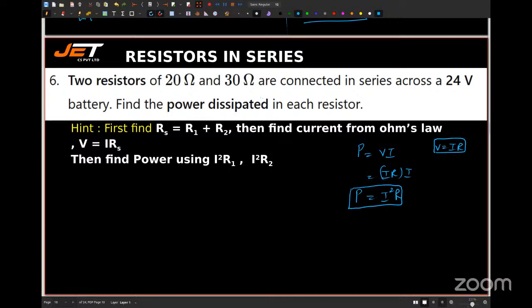So we need to find out power dissipated in each resistor. They have mentioned it very clearly, right? We need the power dissipated in each resistor, not just the total power dissipated. So first find the total resistance, then find the current from the voltage that you are given and the RS that you got. Then find the power at each resistor and tell me the answer. You should get two answers. I'll wait for 1 minute if anyone can solve. If not, I'll move on.